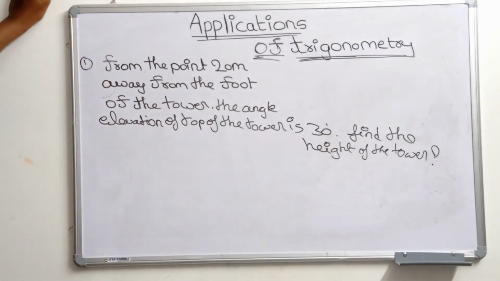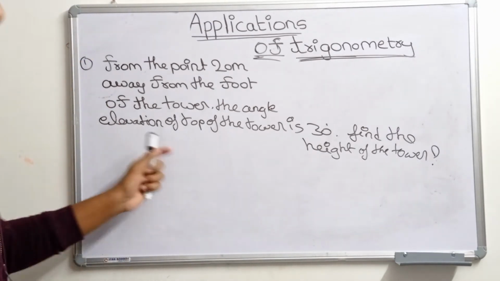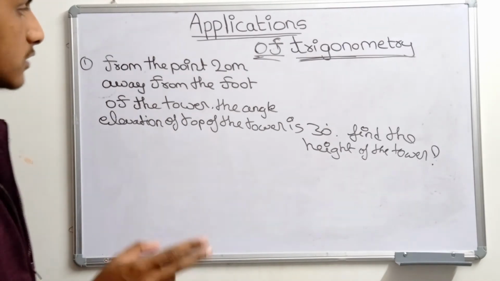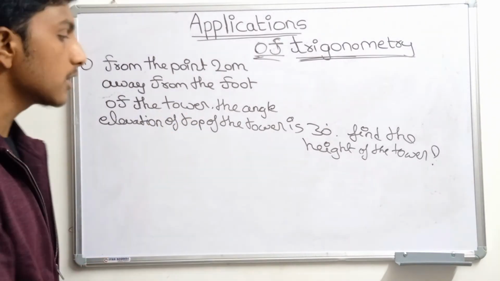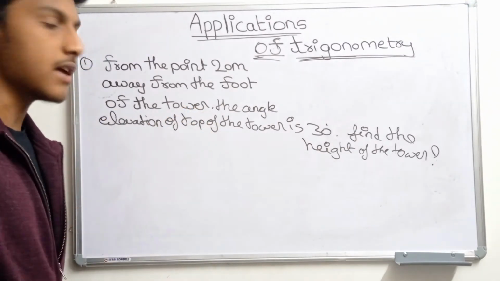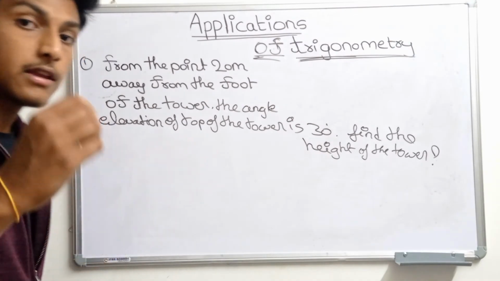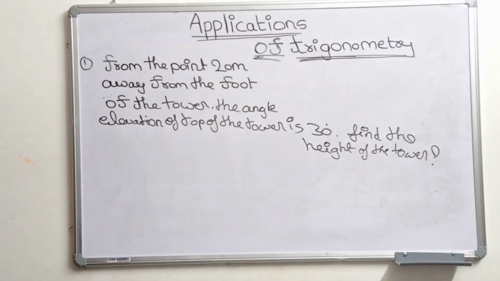From the point 20 meters away from the foot of the tower. First, in this application of trigonometry, the most important thing is, after reading the question once or twice, draw the diagram. Then it will give you more and more clarity, guys. By drawing the diagram, you will get the answer very fast, in a few seconds. Okay, first I am going to draw the diagram.